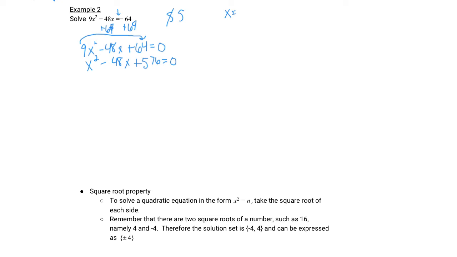Equals 0. So we need to make a little chart here. A times C is 576. B is negative 48. I cheated a little here, and I paused while I was recording and found out what these factors are. Negative 24 times negative 24. Whew, that was a tough one.